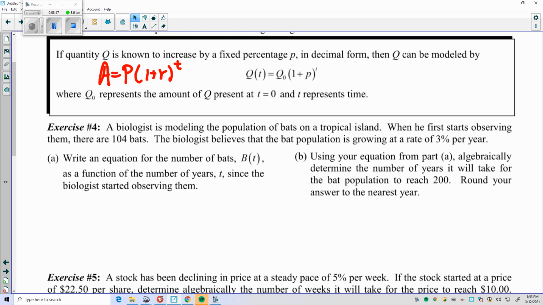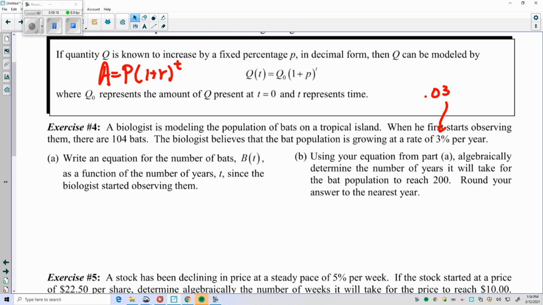So, a biologist is modeling the population of bats on a tropical island. When he first starts observing them, there are 104 bats. So that's our initial population, or principal. The biologist believes that the bat population is growing at a rate of 3% per year. So now again, 3%, we want to think to ourselves when we're using this in the formula, turn it into a decimal. Move that decimal point over 2 places to the left.